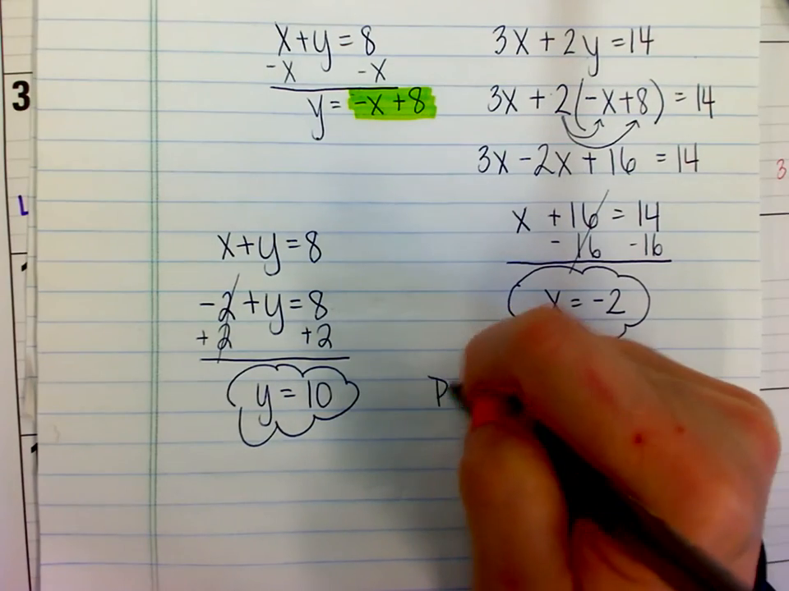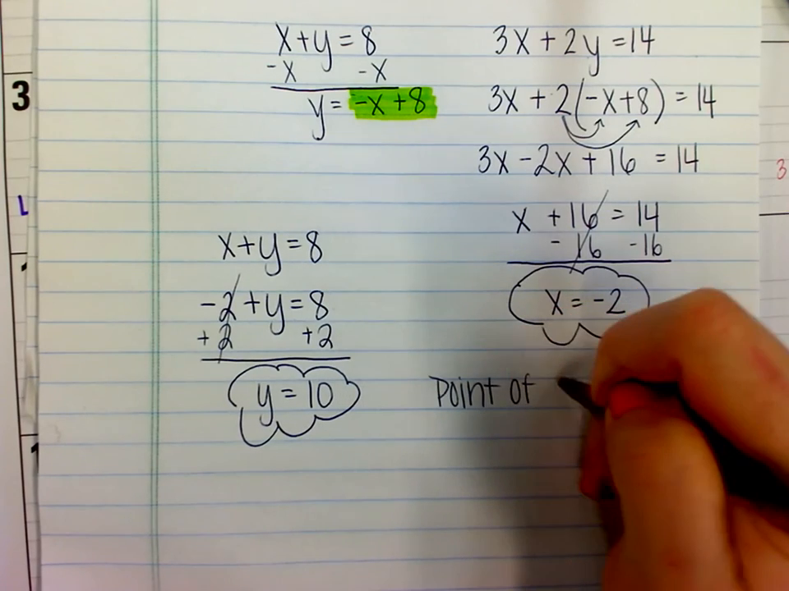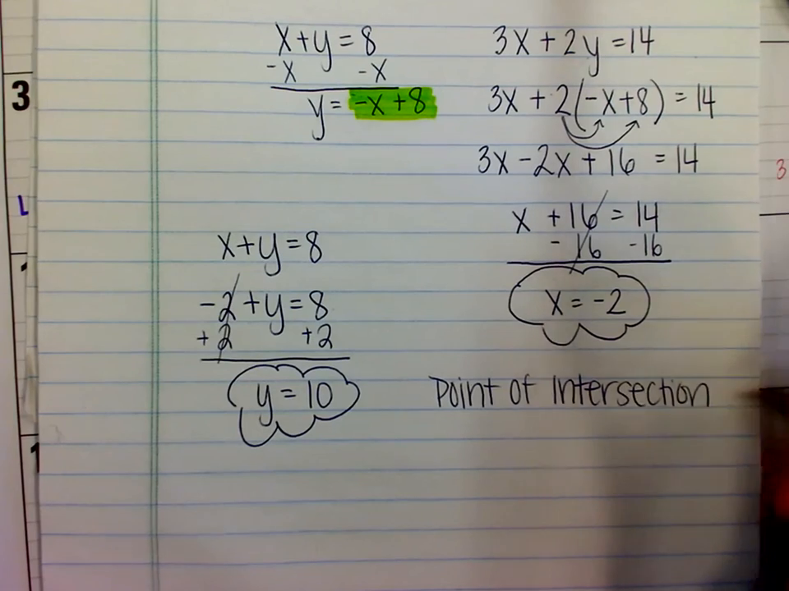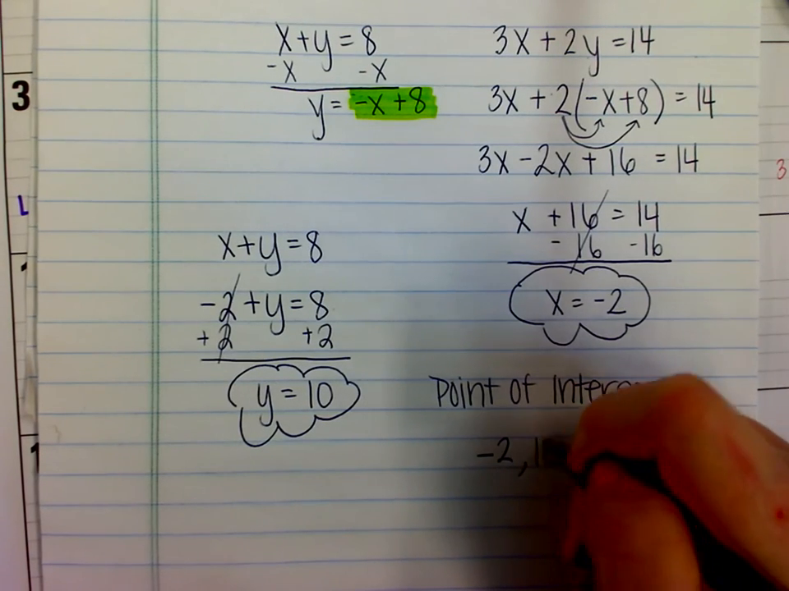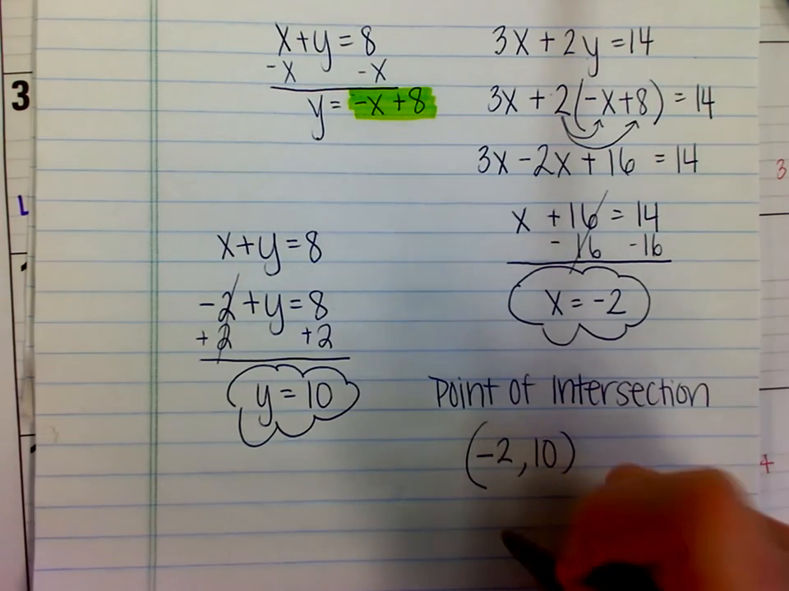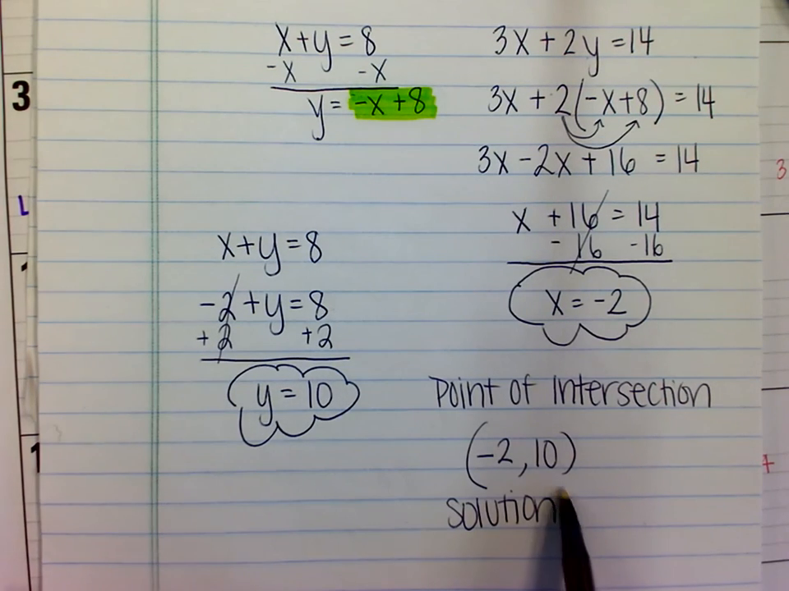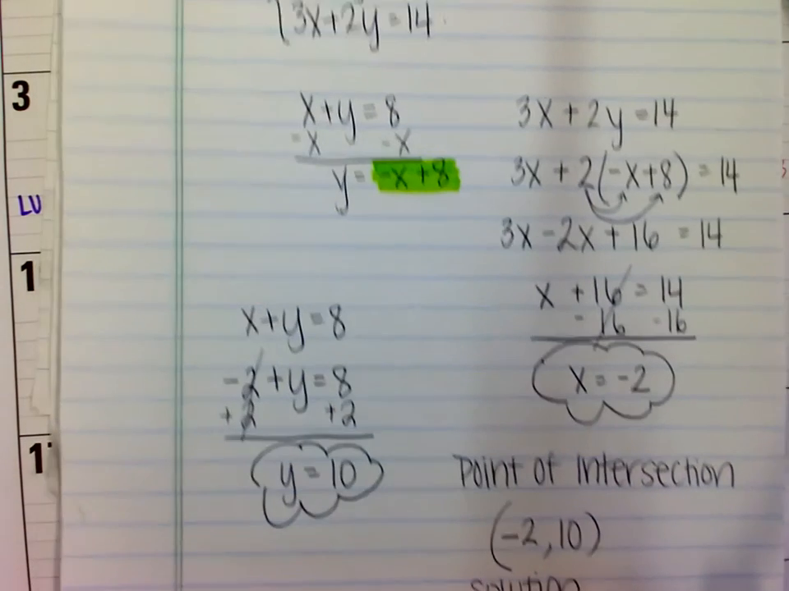So our point of intersection is negative 2, 10. That is the solution to our system of equations. That's where the two graphs meet.